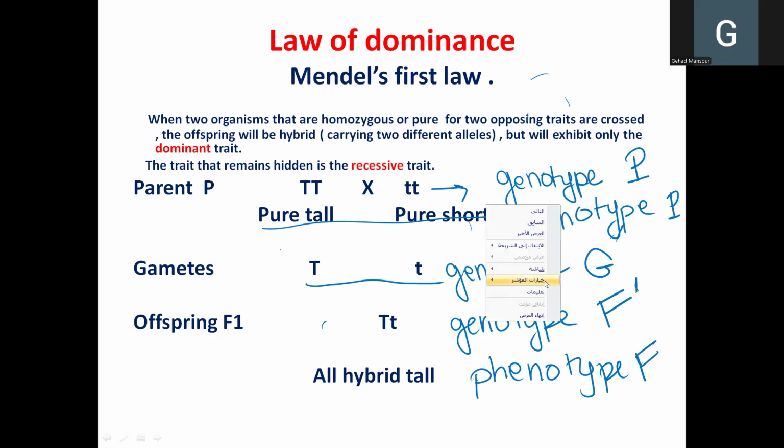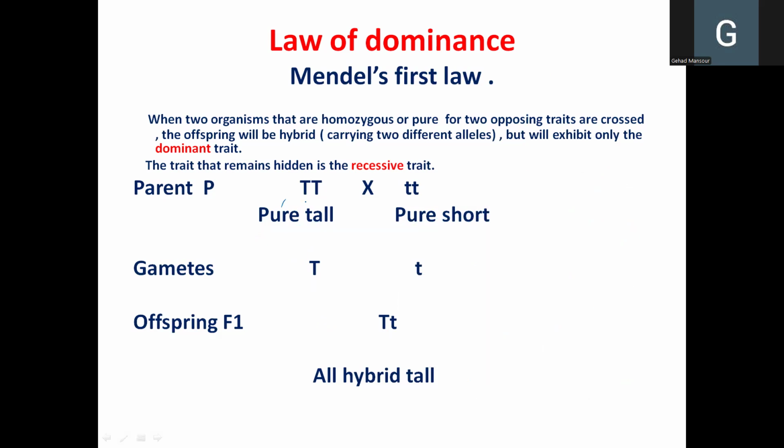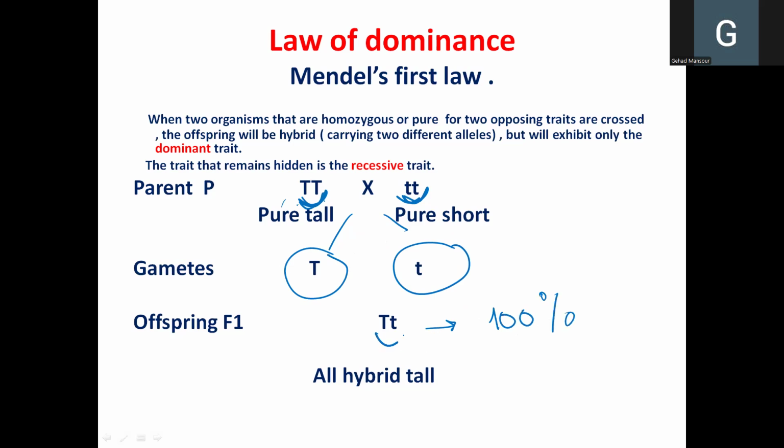So when you start with two homozygous individuals, and homozygous means that they have two similar alleles, either two dominant alleles or two recessive alleles, and then you do the genetic diagram, and we usually encircle the gametes, then their offspring will all be hybrid. So we have 100%. The probability of having heterozygous or hybrid individuals is 100%.